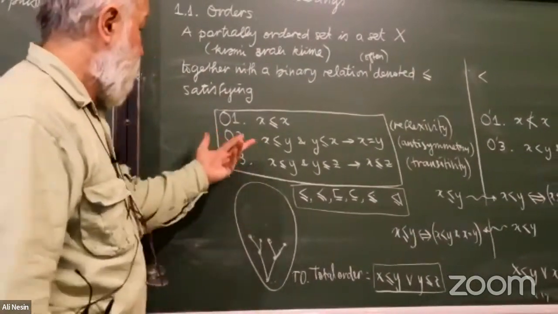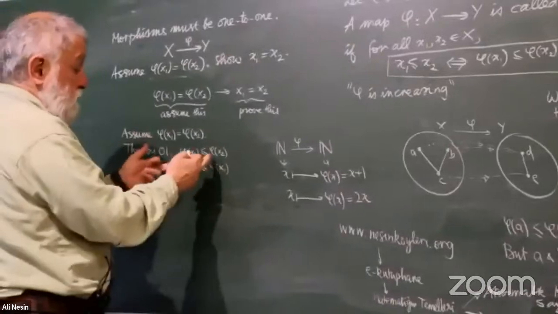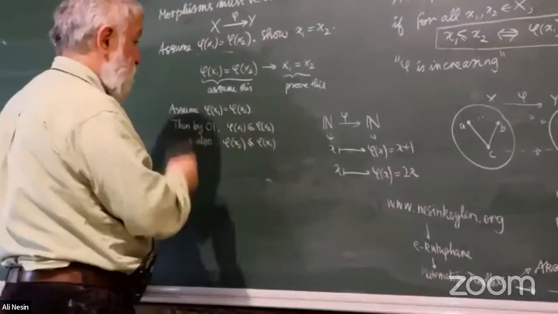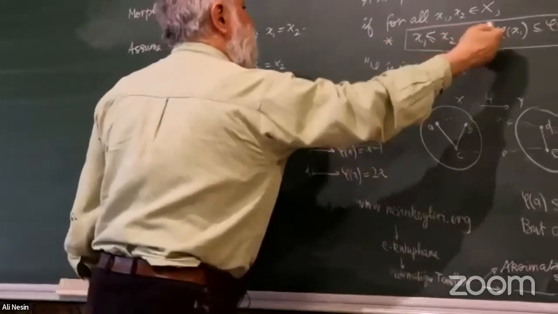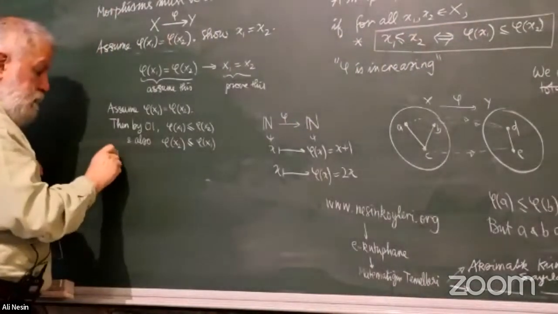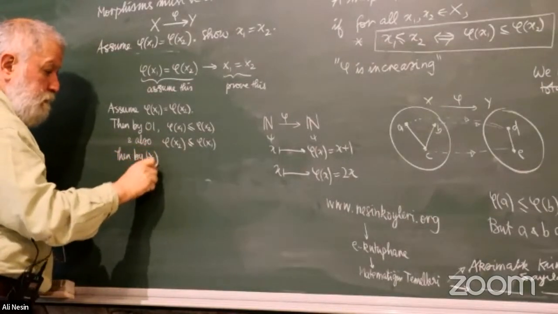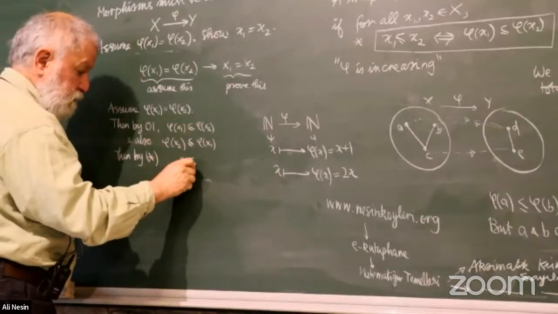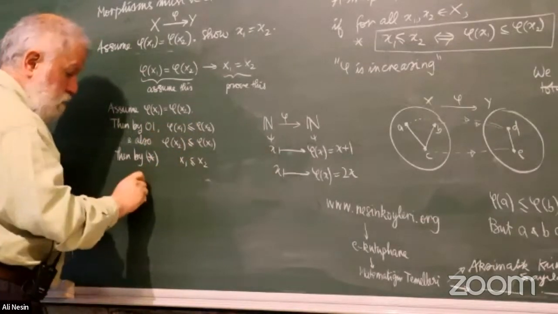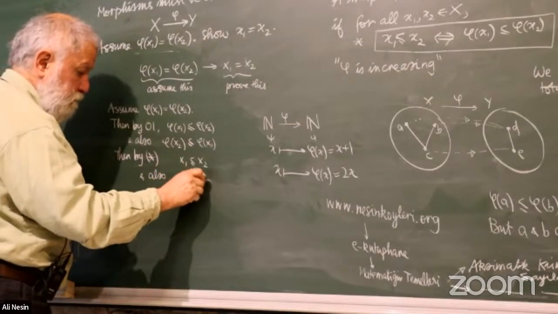So if phi of x1 is equal to phi of x2, then phi of x1 is less than or equal to phi of x2, of course, because they're equal. And let's call this star. So by star, we can take off the phis. x1 is less than or equal to x2, and also x2 is less than or equal to x1.